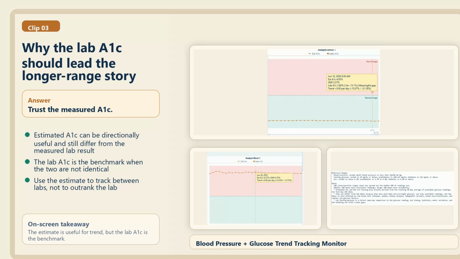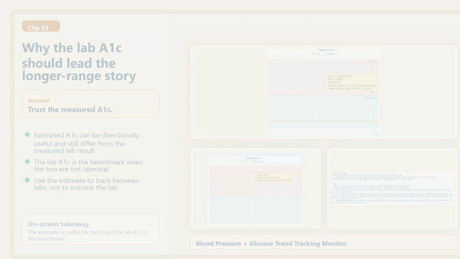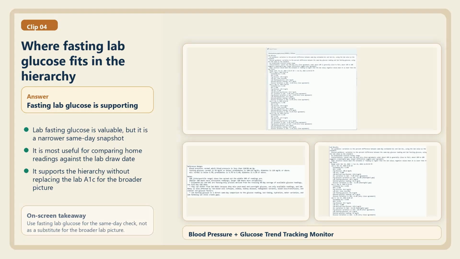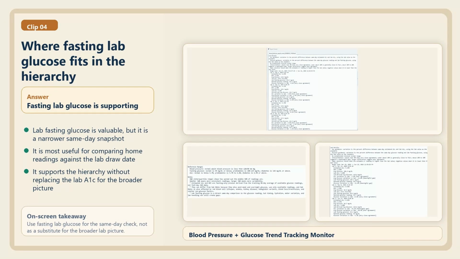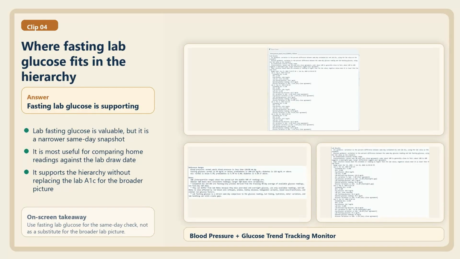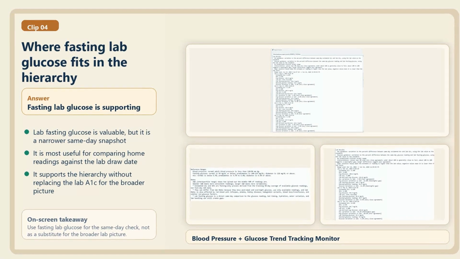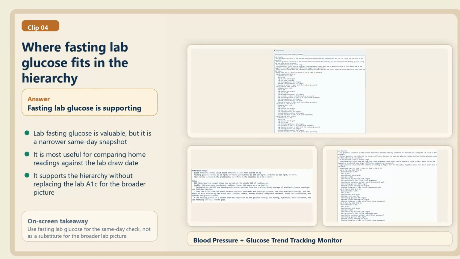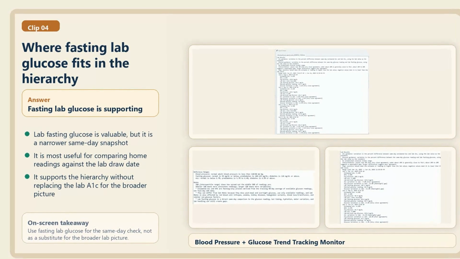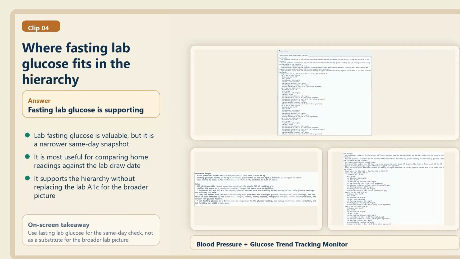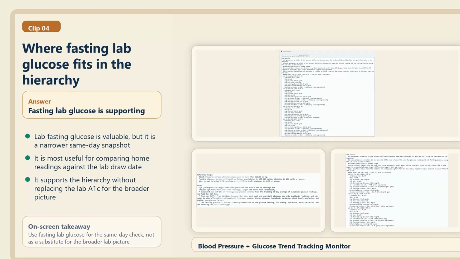Where fasting lab glucose fits in the hierarchy. Fasting lab glucose still matters, but it answers a narrower question. It is a same-day snapshot rather than the broader long-range picture that lab A1c is often used to represent. The report viewer and notes make that split clear. Lab fasting glucose is excellent for comparing a same-day home reading against the lab draw. But if you are asking which number should lead the longer-range glucose status discussion when both are present, the app's workflow still treats the lab A1c as the first number and uses fasting lab glucose as a supporting point of comparison.